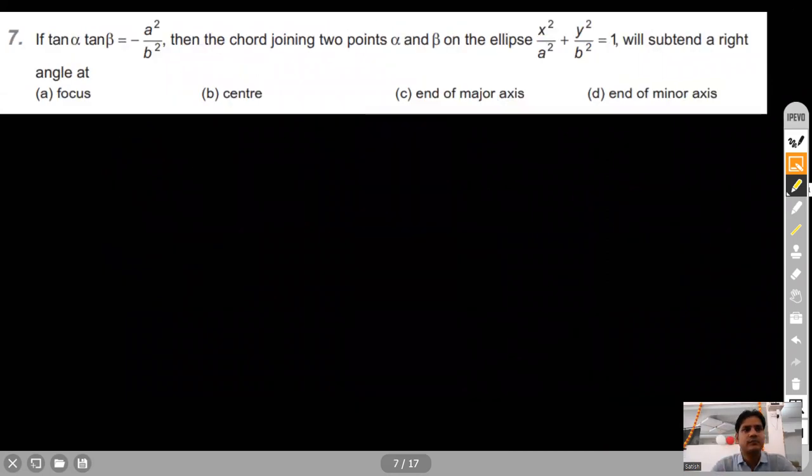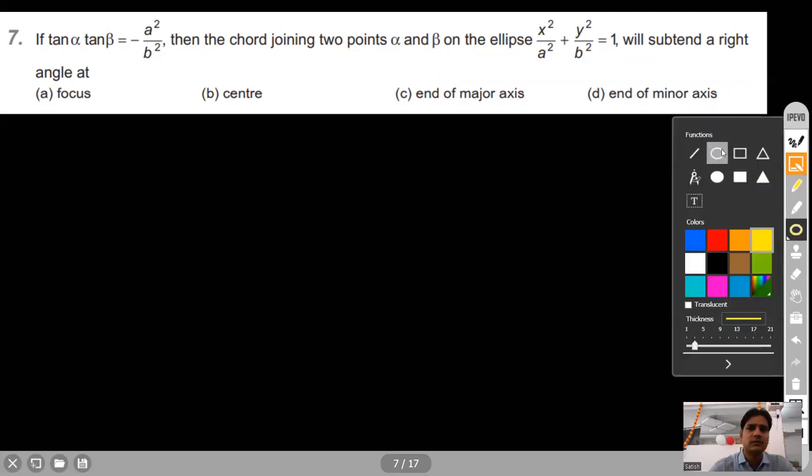Question number 7. If tan alpha tan beta is equal to minus a square upon b square, then the chord joining the two points alpha, beta on the ellipse x square upon a square plus y square upon b square equal to 1 will subtend a right angle at. One chord is given here, right? So let me draw one rough diagram for this. This is our chord. Let me draw the auxiliary circle also for better understanding.